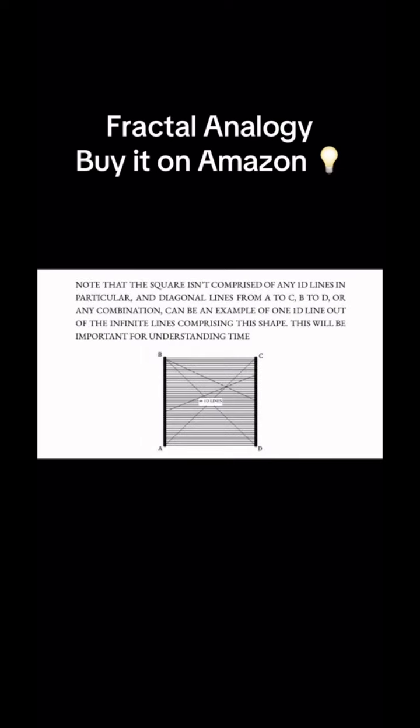Note that the square isn't comprised of any one-dimensional line in particular, and diagonal lines from A to C, B to D, or any combination can be an example of one-dimensional line out of the infinite lines comprising this shape. This will be important for understanding time.